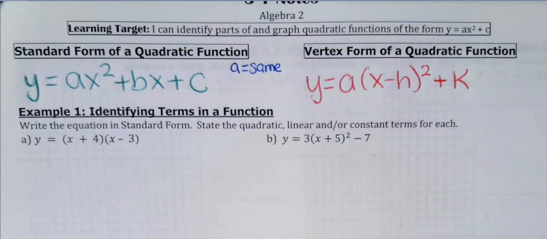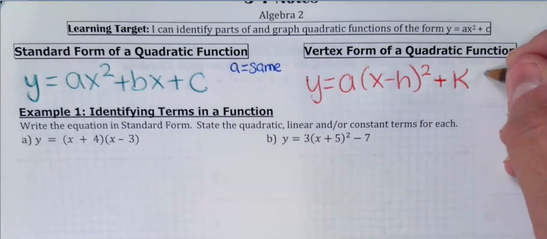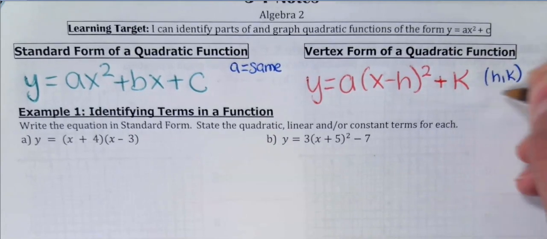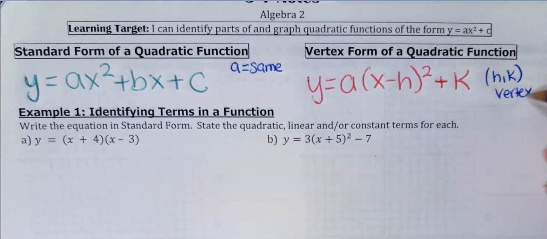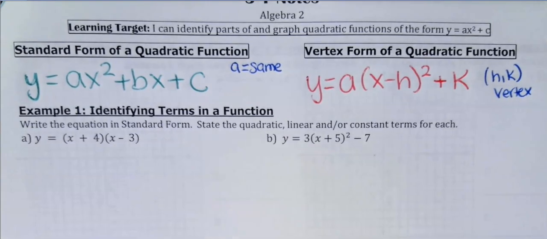Now, in standard form, you cannot see the vertex. In vertex form, you can see the vertex. So from vertex form, the x coordinate of the vertex would be that h value, and the y coordinate of the vertex is that k value, and that works just like absolute values, where it's the opposite. And then we're really not going to work too much with either one of those today. We're going to work more with graphing, just a little bit more basic version that doesn't have everything.